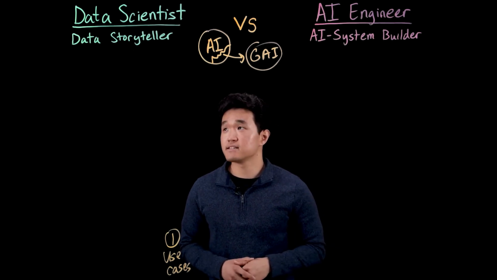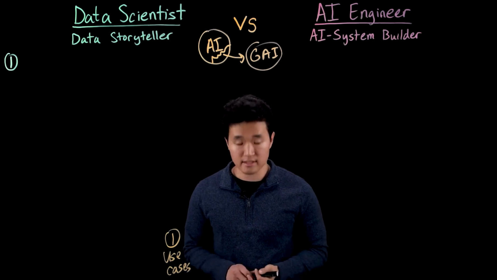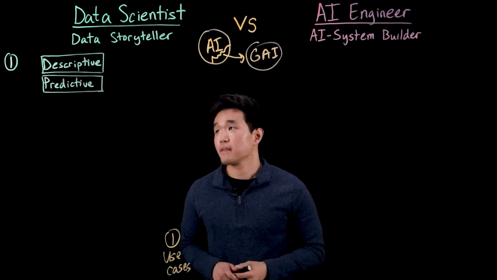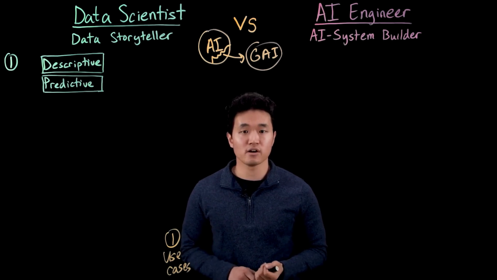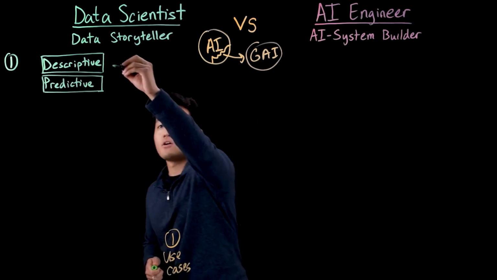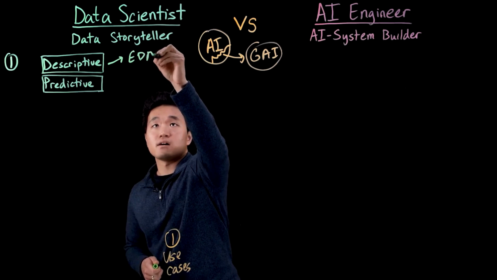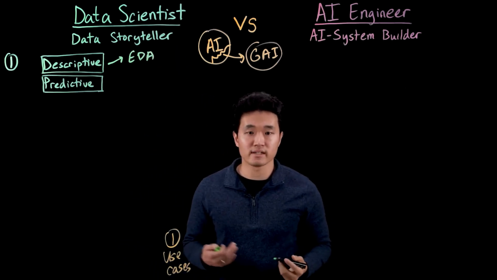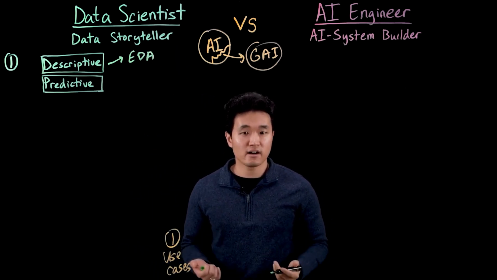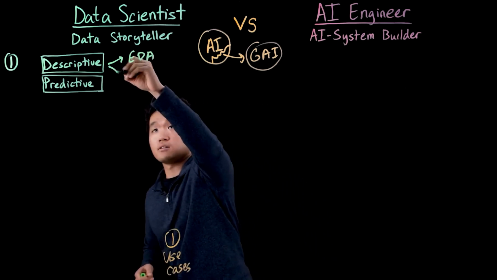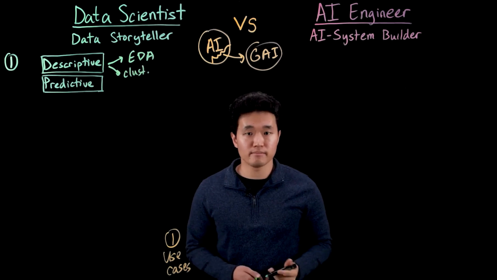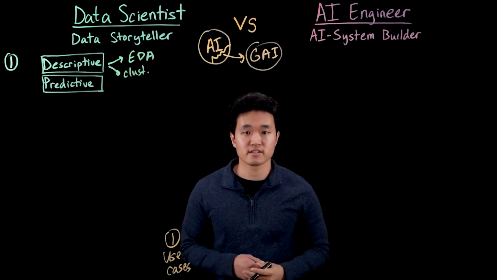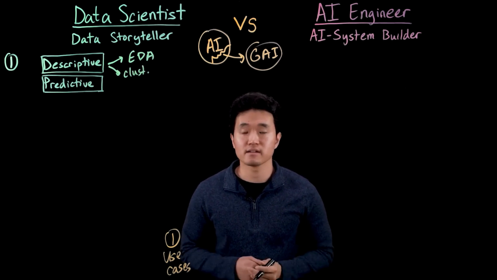So since data scientists are fantastic storytellers, they use a lot of descriptive analytics to describe the past. One example of this is through what's called exploratory data analysis, or EDA, which is all about graphing the data and doing statistical inference. They can also do this through what's called clustering, which groups similar data points based off of similar characteristics, such as, say, doing customer segmentation.